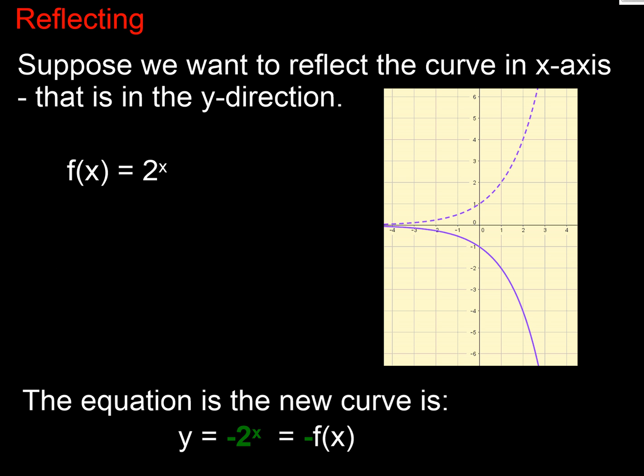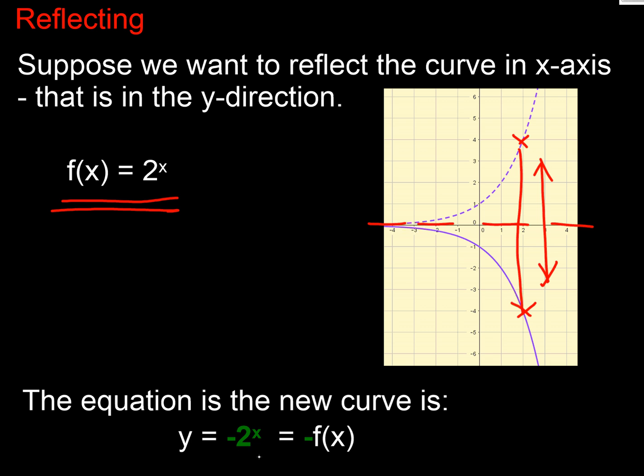Okay. So a quick look at reflections. I've used a different function here so that we can see what's going on. So I've used f of x is 2 to the power x. Let's have a look at what would happen if we want to reflect this in the x-axis. So effectively we're changing our y values, aren't we? And what we find here is that this point here heads down to that point there. So our y values become the negative of the original.